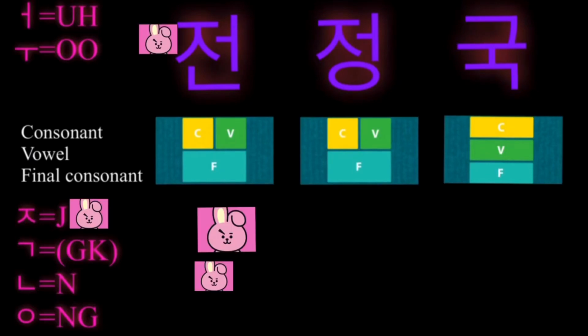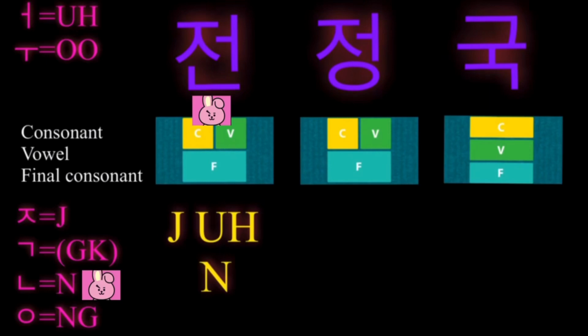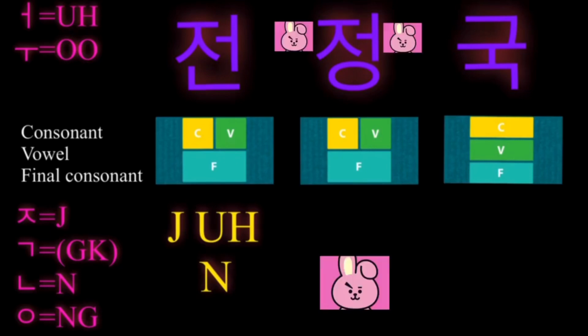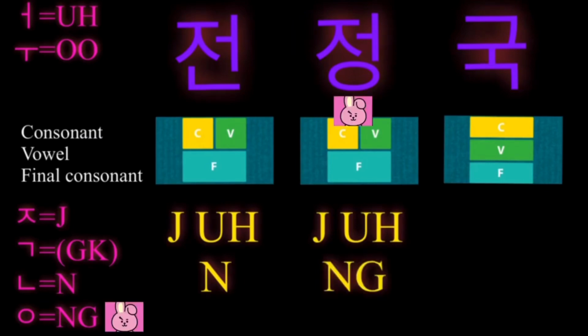As you can see, the first letter of the first block is J. It is pronounced the same as J. The second letter is a vowel. The third letter is an N. It's pronounced the same as our N. So that makes Jun. In the second block, Jung, the first 2 letters are the same. The third letter is Ng. So it's Jung.